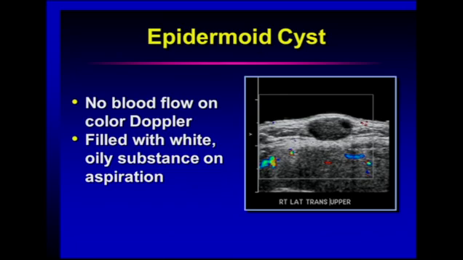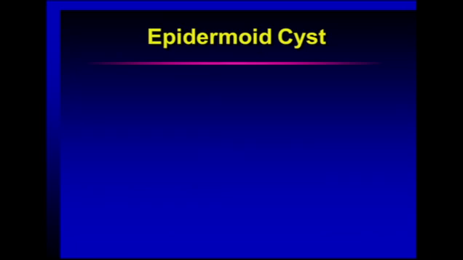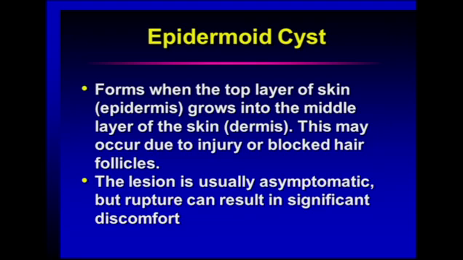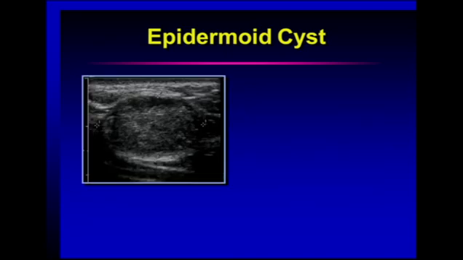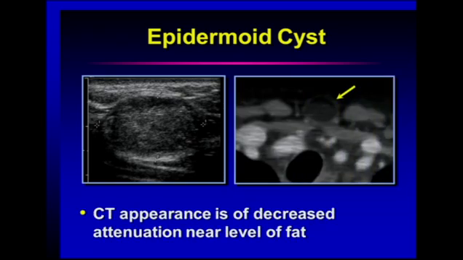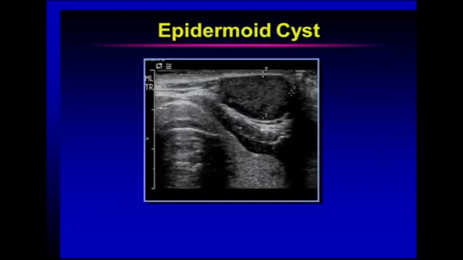We don't see that on this particular image, but this is due to the top layer of skin growing into the middle layer to form these epidermoid cysts and causing a blockage which forms the fluid-type component within it. They're usually asymptomatic, but if they rupture, they can cause significant discomfort. This cyst was fairly large. CT ended up being performed, which shows the fatty and oily nature of this substance of decreased attenuation.